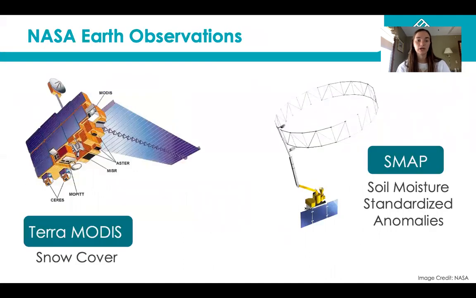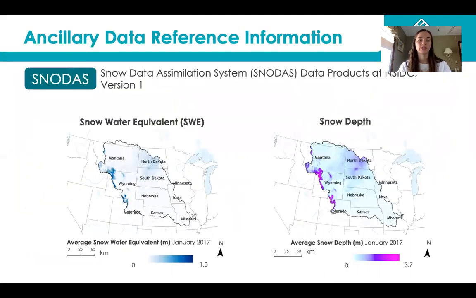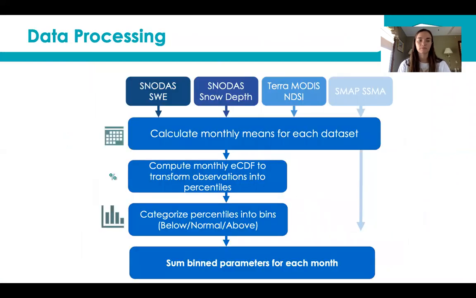So we were intaking different spatial observations, and the NASA satellite observations we used were the Terra MODIS NDSI snow cover and the SMAP soil moisture standardized anomalies. We also used Snow Data Assimilation System SNODAS products from the National Snow and Ice Data Center, and we used snow water equivalent and snow depth.